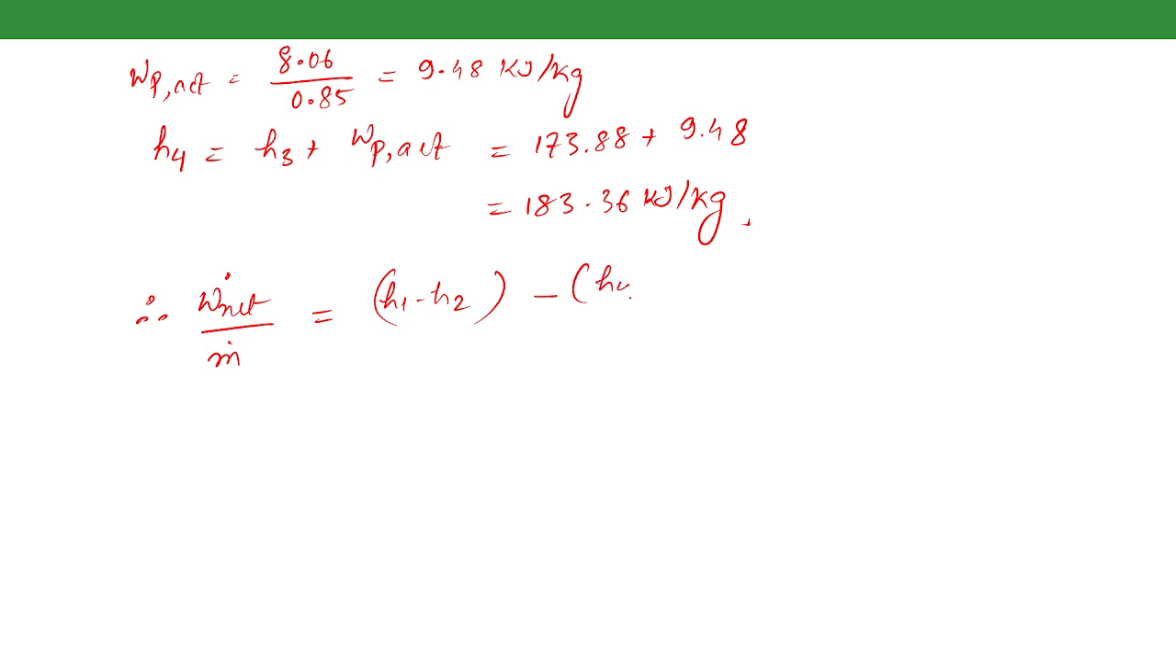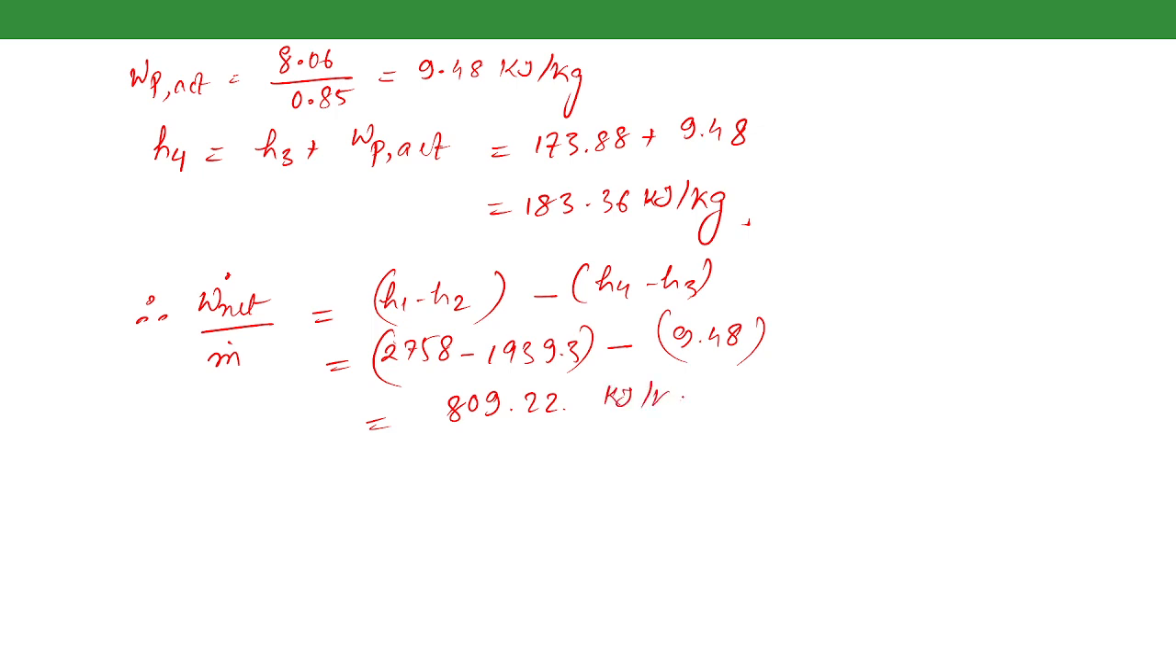And therefore, the net work output per unit mass is (H1 minus H2) minus (H4 minus H3). So putting in the values, 2758 minus 1939.3 minus 9.48, this comes out to be 809.22 kilojoule per kg.